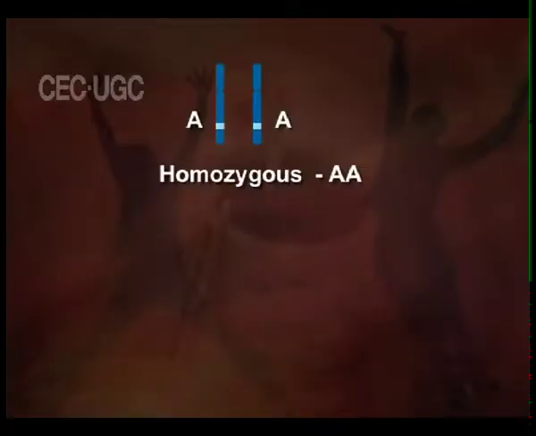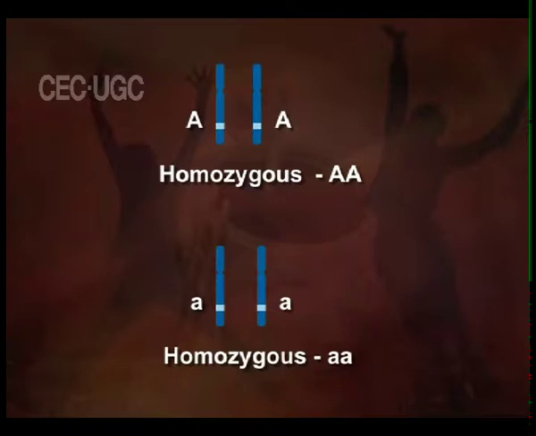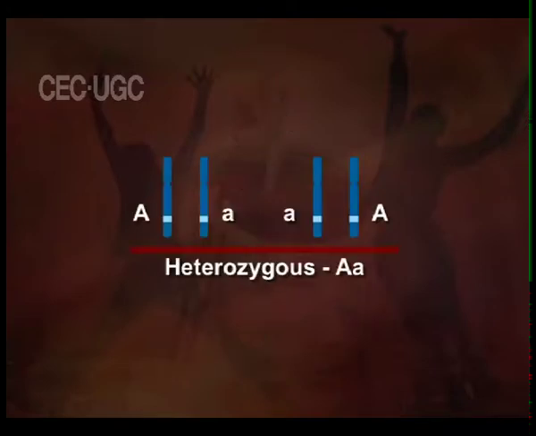Second, if the alleles inherited from both the parents are identical, that is, either two dominant alleles or two recessive alleles, the person is said to be homozygous. If the alleles are different, that is, one dominant and the other recessive, the person is heterozygous.